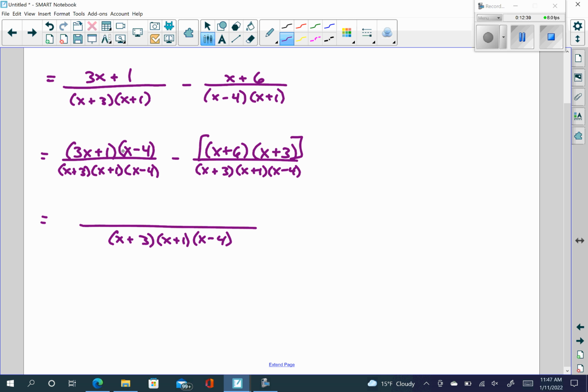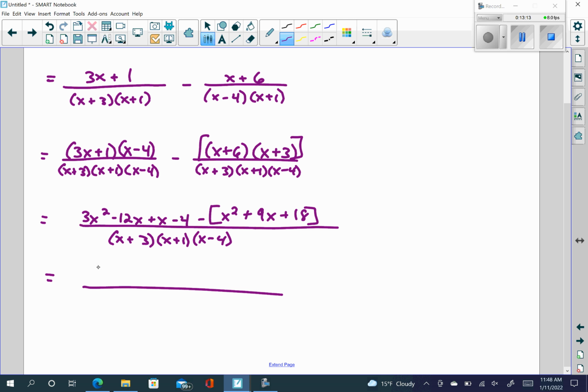So let's go ahead and distribute here. We're going to get 3x times x is 3x squared. 3x times a negative 4 is a minus 12x. 1 times x is plus 1x. And 1 times negative 4 is minus 4. Then we're going to subtract as we distribute here. X times x will be x squared. Here, because there's no leading coefficients other than 1, I'm just going to do the outside and inside terms together. We'll get a 3x plus a 6x, so we'll get 9x, and then plus 18.